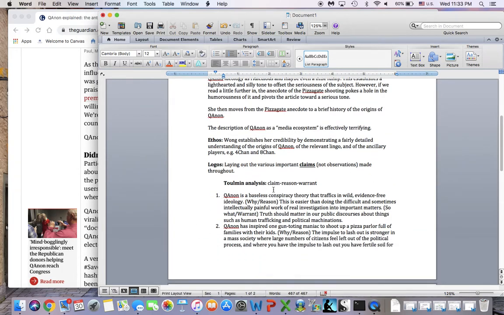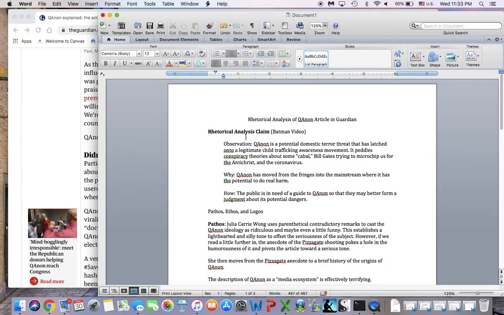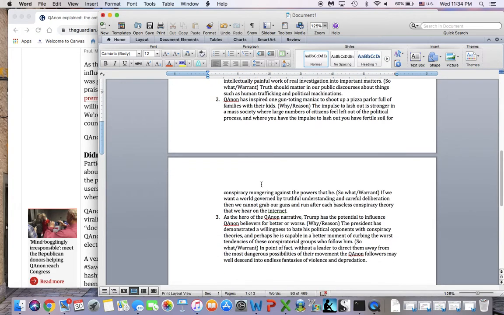We just made the more complicated Toulmin analysis style of breakdown for logos. And up here we have done our rhetorical analysis claim for the article, what we think Julia Carrie Wong is saying. Okay, I'm going to erase the Batman video there because it might be confusing. This is Julia Carrie Wong's thesis, and that's all this stuff up here. So now we're ready to start writing.